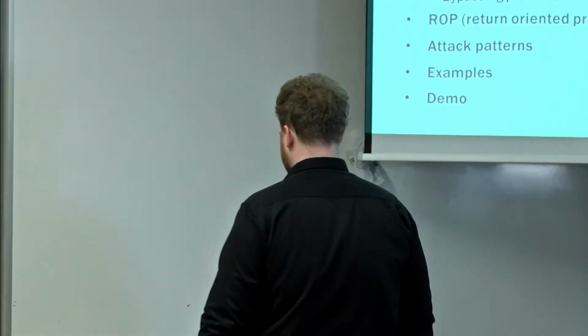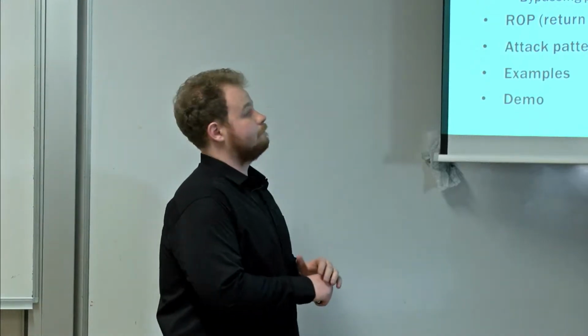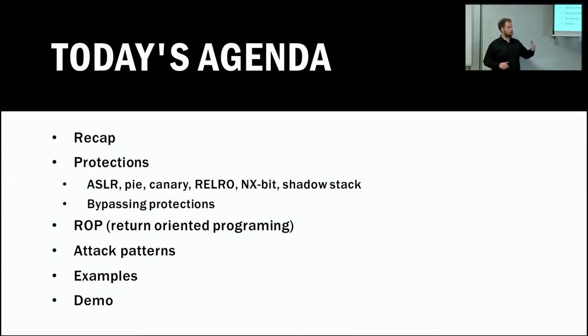Okay, so today's agenda: recap, that's what I was saying before. We'll be looking at software protections, so things like ASLR, PIE, canary, RELRO, NX bit, and a little bit of shadow stack. We'll be talking about how to bypass each of these protections. Then we'll take a look at ROP, which is return-oriented programming. We'll finish off with some attack patterns.